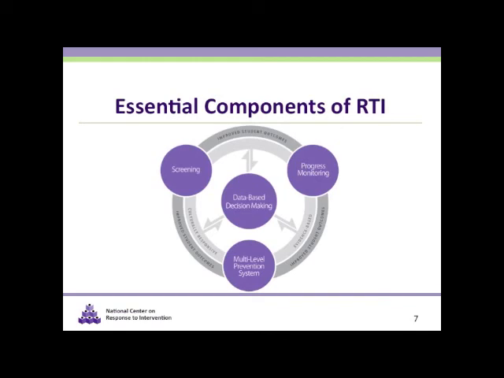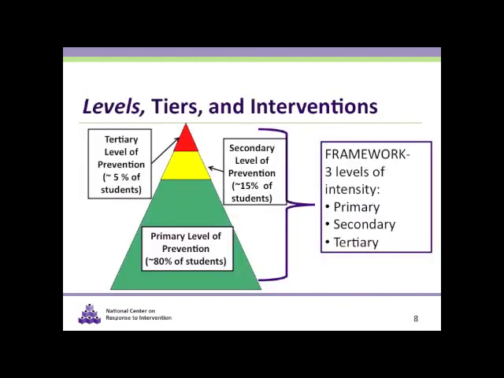I will now briefly review screening, progress monitoring, and data-based decision-making before moving to the focus of the presentation, the multi-level prevention system. The triangle graphic depicts the progression of support across the multi-level prevention system. Although discussions in the field frequently refer to tiers to designate different levels of interventions, the center actually avoids the use of this term when describing the RTI framework and instead uses the term levels to refer to the three prevention foci: the primary level, the secondary level, and the tertiary level.